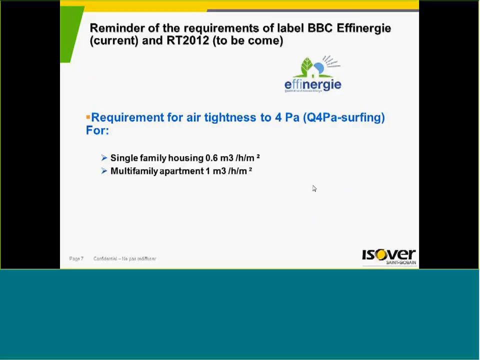After that, you know that in France we have special rules. These rules give different performances to reach if you want to build a house. For single family housing, you have to reach 0.6 cubic meter per hour per square meter, and for a multi-family apartment, you have to reach at least 1 cubic meter per hour per square meter.